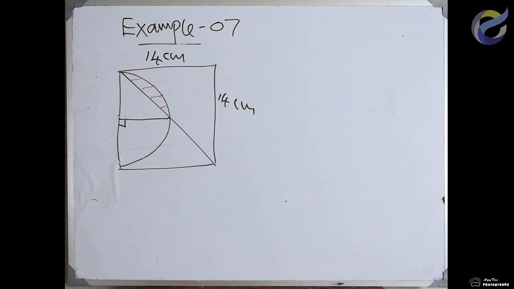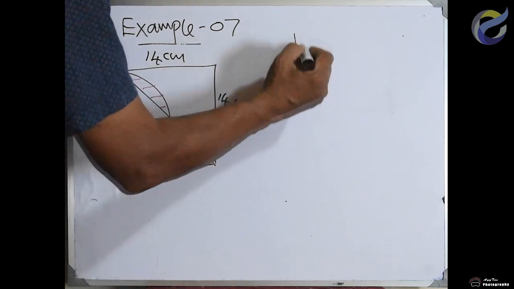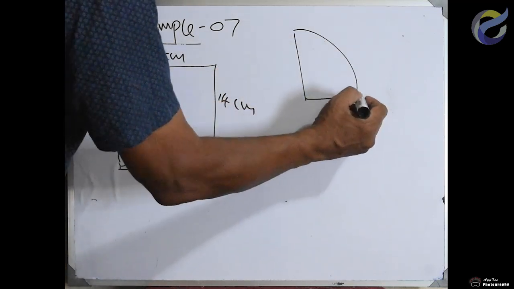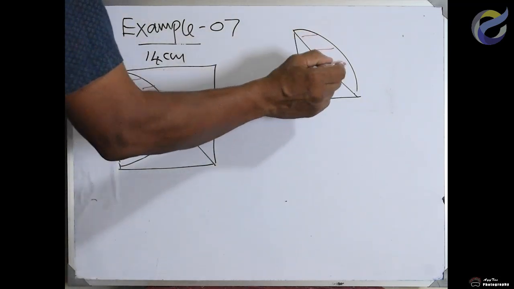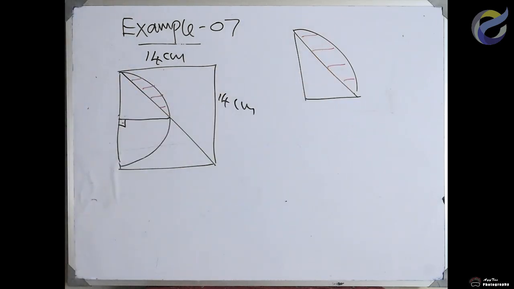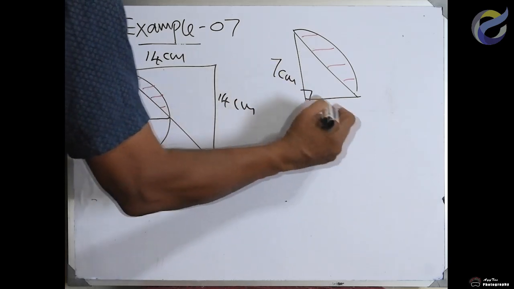You have to consider only this quarter circle. I'll draw this one separately. The diagram would be similar to this. So here we have to find the area of this shaded region. So I'm going to write the dimensions. So here 7 centimeter. This is also 7 centimeter.